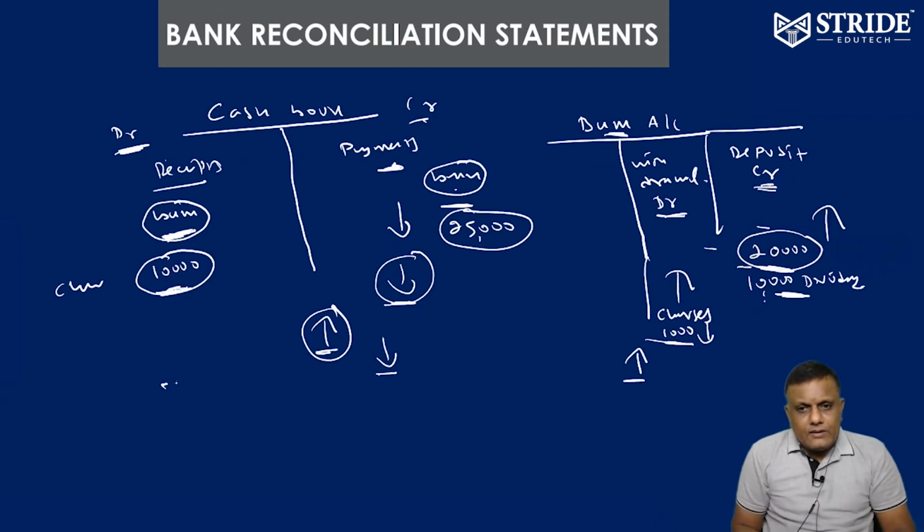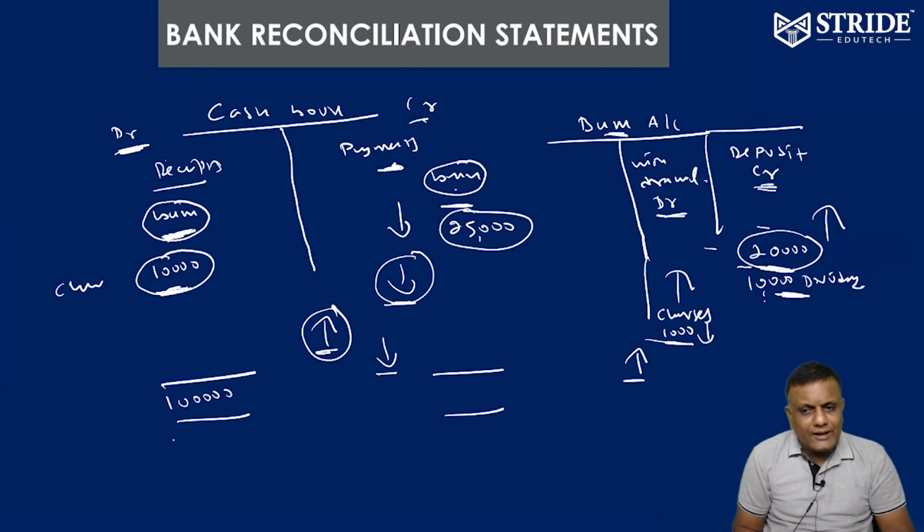Let's see. We have receipts in the bank column of the cash book, and payments in the bank column of the cash book. Imagine the total of receipts is 1 lakh, my assumption, and the entire payment total comes to around 90,000 only. I have a receipt of 1 lakh and a payment of 90,000, so definitely the debit side will be higher. So you can put 1 lakh, balance 10,000. This is nothing but cash at the bank.